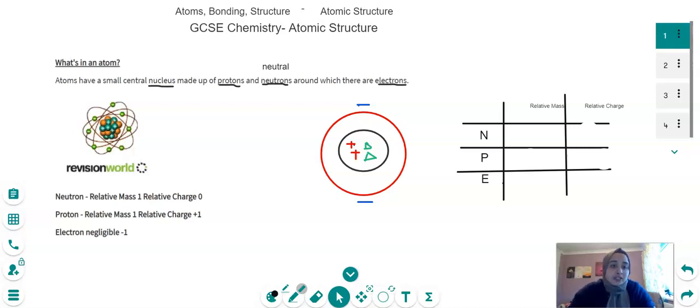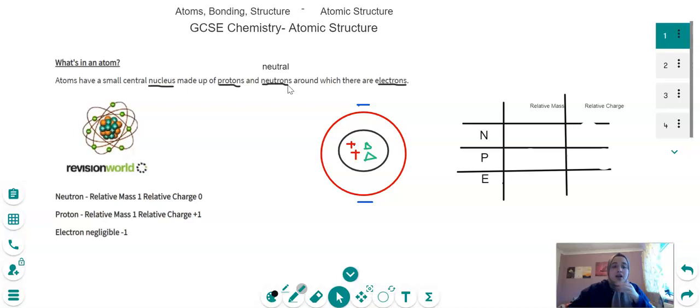Okay, so it says over here: an atom, or atoms, apologies, have a central nucleus made up of protons and neutrons around which there are electrons. Okay, let's read the sentence again. Atoms have a small central nucleus, and I've highlighted some keywords. Atoms have a nucleus made up of protons and neutrons. So inside the nucleus, there are protons and neutrons, around which there are electrons.